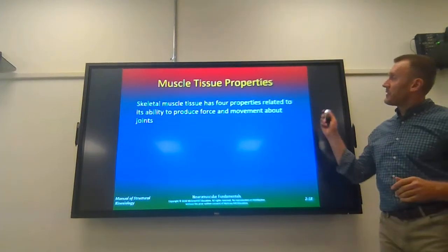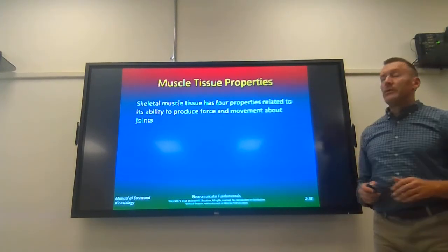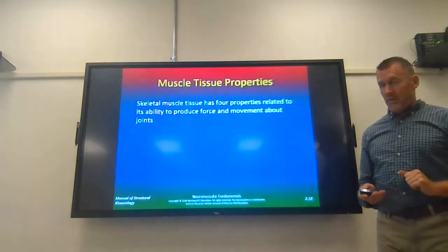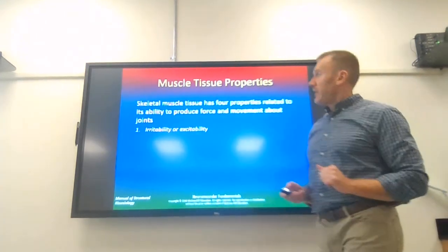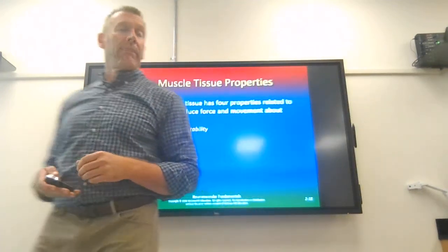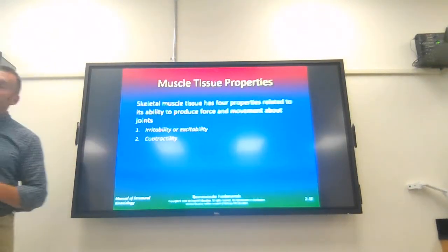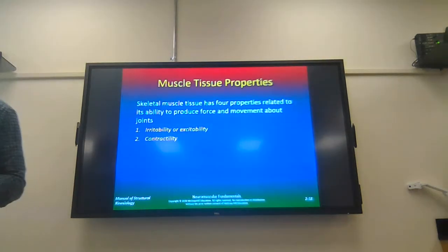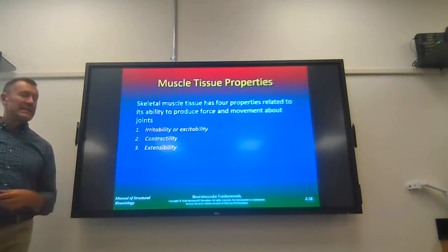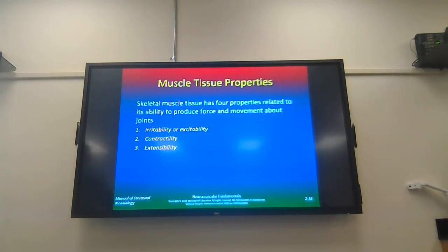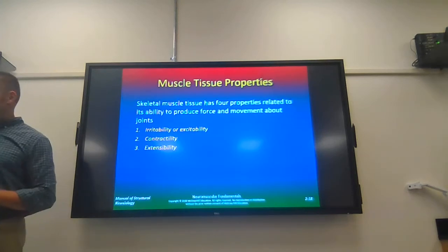Skeletal muscle tissue has four properties related to its ability to produce force. So there's four things you need to know about skeletal muscles. Irritability or excitability, contractility. Skeletal muscle cells are unique from other cells in the body because they have special proteins that connect together to create tension or force. Extensibility. Muscles can stretch. If we stretch muscles over time, do they increase in their extensibility? Yeah.